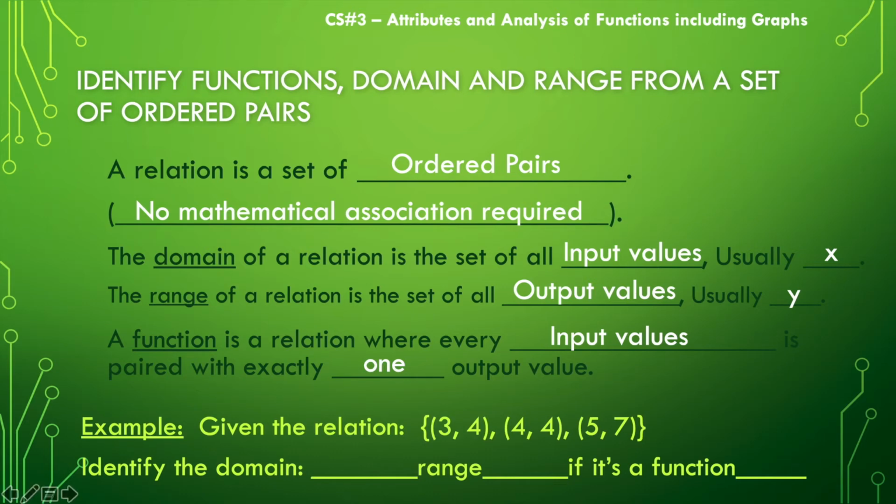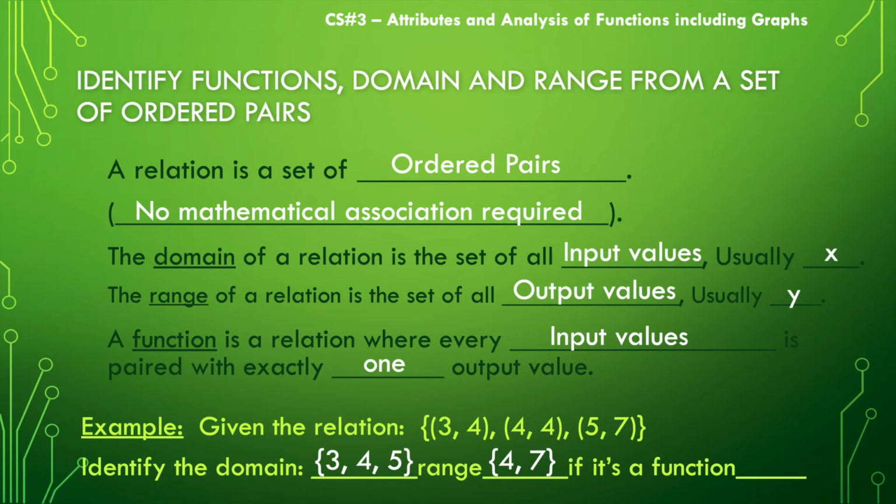Here's a relation. A relation is, like we said, a set of ordered pairs. The ordered pairs are (3, 4), (4, 4), and (5, 7). So first, what is the domain? Well, what is the set of the input values? You can identify all the first numbers in our ordered pairs. So 3, 4, and 5 would be our domain. Now our range is going to be all of the output values. So I have 4, 4, and 7. But I don't have to list 4 twice. I can just list it once.